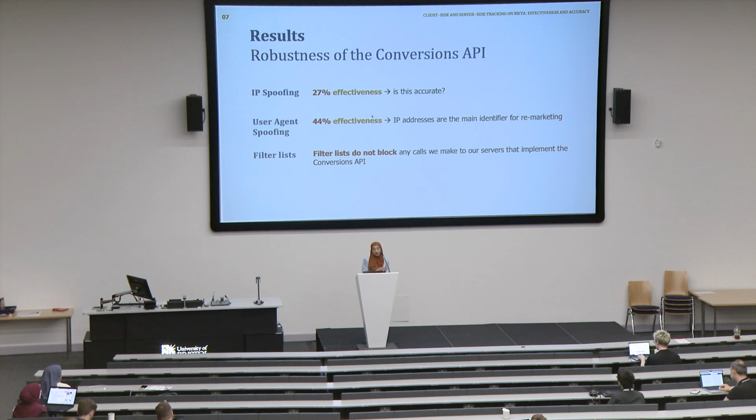Now, the third is filter lists. We tested ad blockers, private search extensions, and browsers like Brave and DuckDuckGo, which have in-browser filter lists. What we see is that our calls to the servers that implement the Conversions API were not blocked whatsoever. This makes sense, of course.